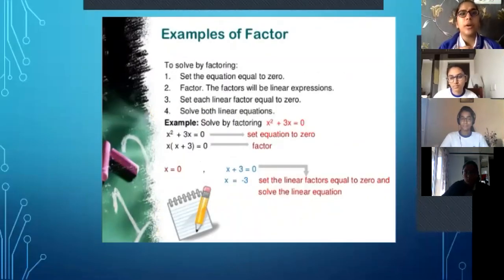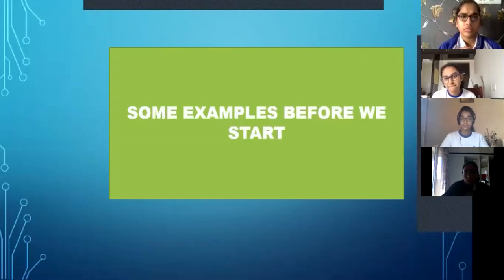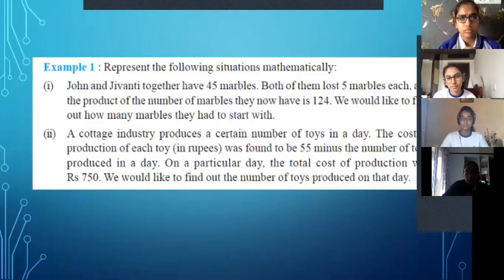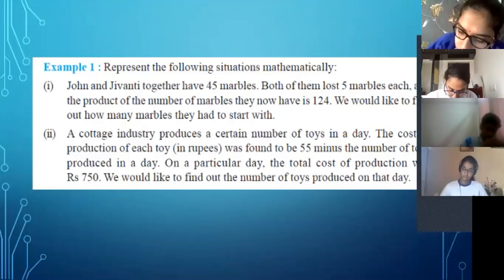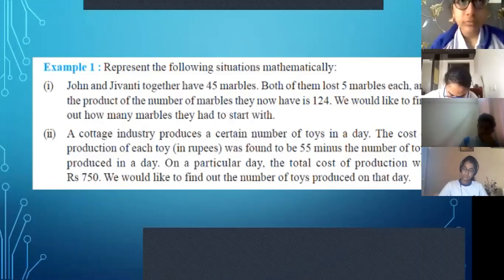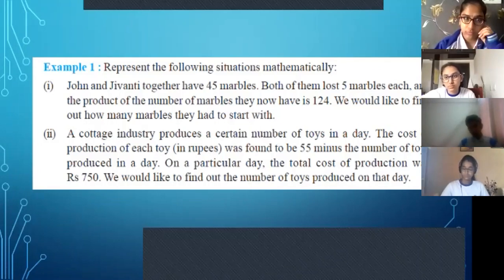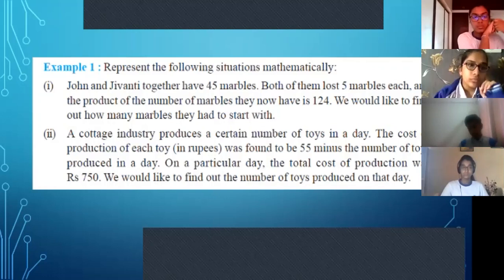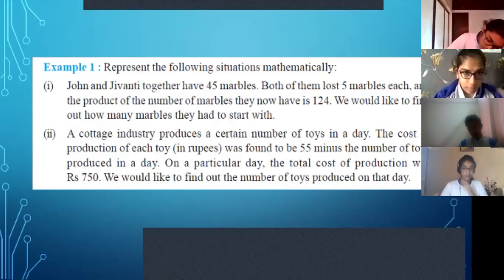Okay, now let's start with some examples. All the textbooks close for some time, please. Close all your textbooks for some time, everybody. Now, as I said, all these questions can be done by the linear equation method and also by the quadratic equation method. Now, represent the following situations mathematically. Everybody do it on your own. Read it from here, but do it. I hope everybody keeps your textbooks closed for some time.